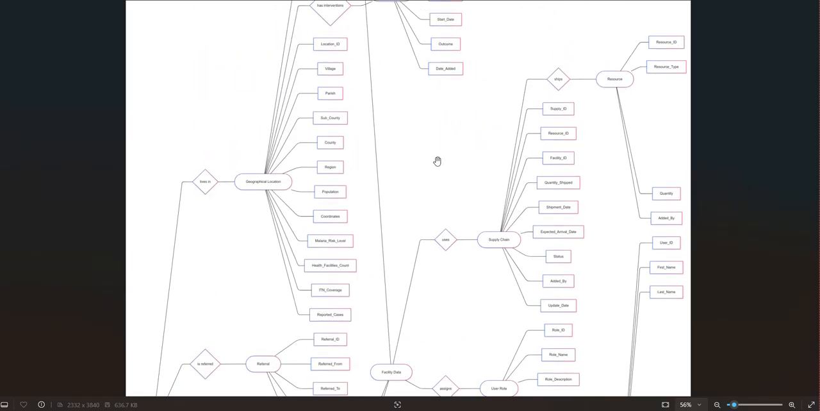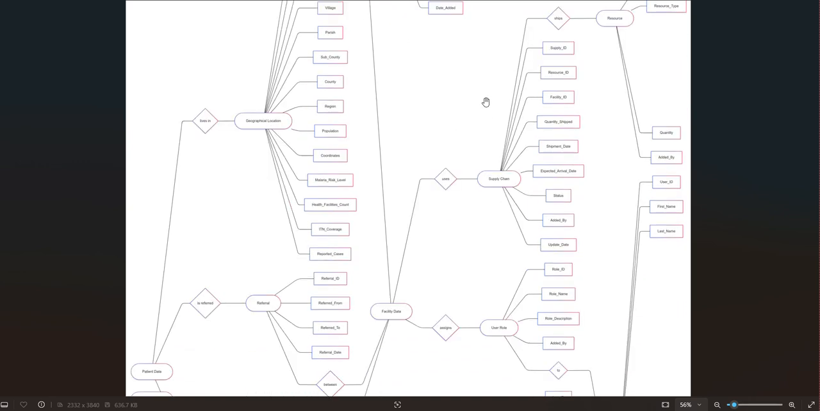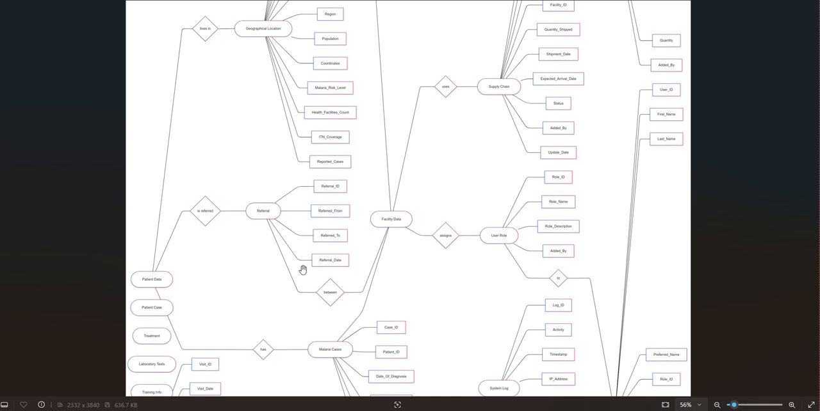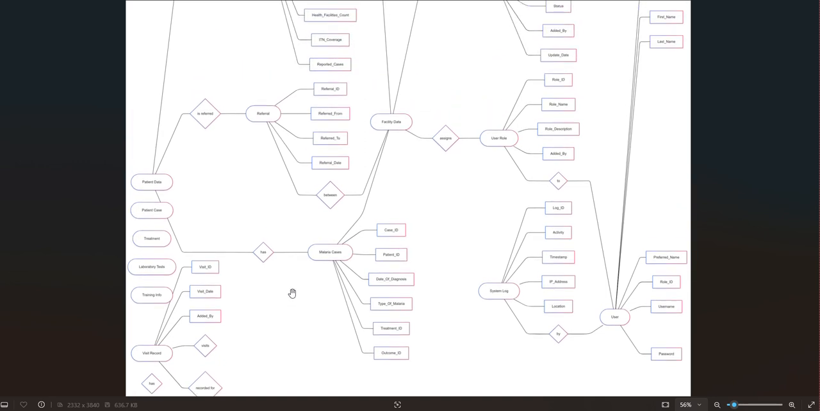So it is a very robust system, so we can break down this diagram into small pieces and try to explain how all the parts work together to create a comprehensive healthcare management system. At the core of this system, we have three primary entities. Of course, there are very many entities, as you can see from this diagram. We have the geographical location, patient data, facility data, malaria cases, system log, the supply chain, the user, and the visit record. But the primary entities are mainly patients, facilities, and malaria cases. These are like the building blocks that everything else will connect to.